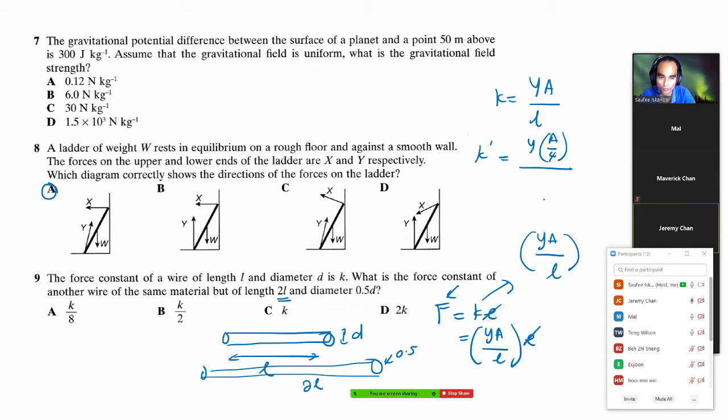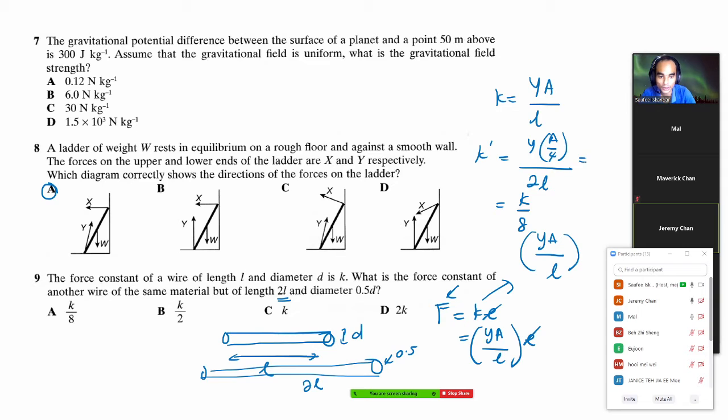A divided by 4, because of the diameter squared. The diameter is divided by 2, and then you square it to get 4. That's why you divide by 4: area divided by 4. And then divided by 2L, you have 2L in the second situation. If you cancel everything, you have K divided by 8.